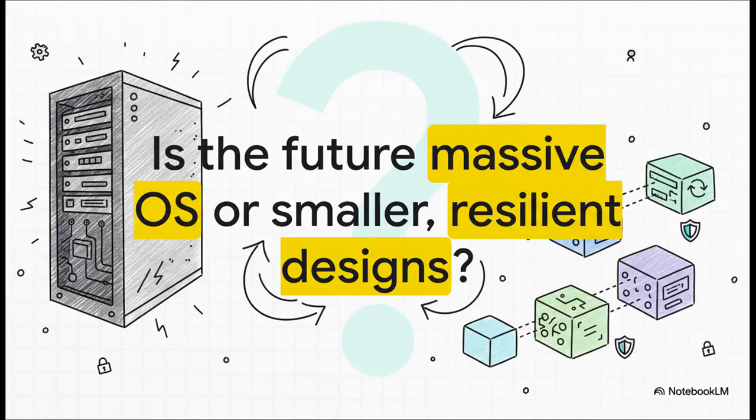And that leaves us with this really fascinating question for the future of all of this. As we demand more and more performance from our devices, but also more and more security and reliability, which model is going to win out? Are we going to stick with these massive, super fast, all-in-one systems we have today? Or are we going to see a shift towards smaller, safer, more compartmentalized designs? It's this fundamental trade-off between speed and safety that is going to shape the operating systems that we all use tomorrow.